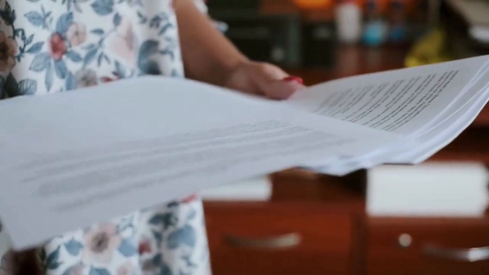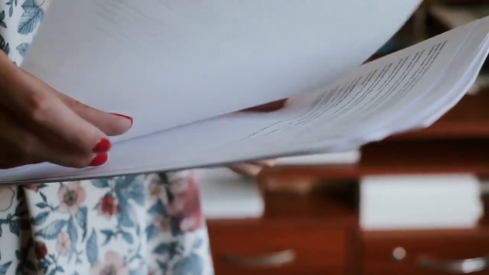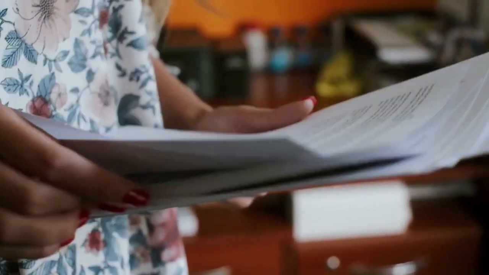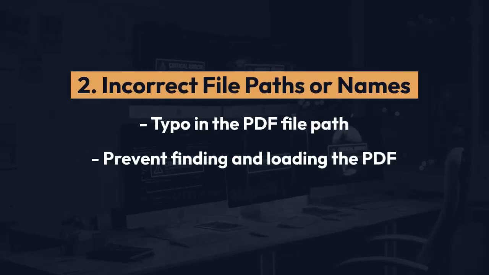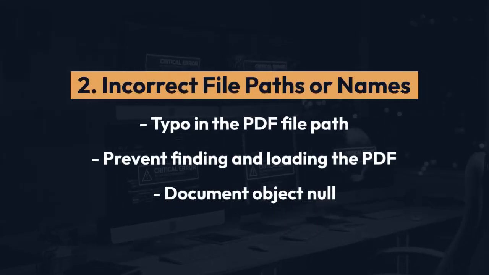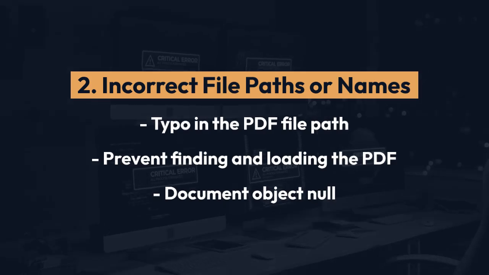For example, if you're using a library to open a PDF, check if the open method returns successfully and the document object is not null. Failing to do this will lead to the error when you try to access properties or methods of this null object.